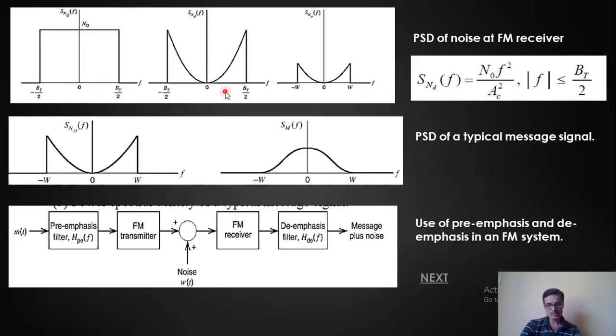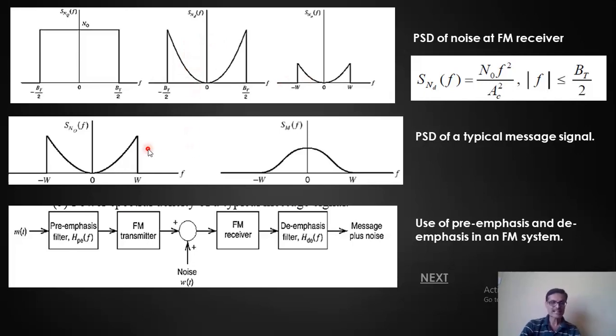Now, after passing through a discriminator, the next circuit we have is a low pass filter. The low pass filter is designed only for the frequency range minus W to plus W, that is the message bandwidth. So we get the same noise passed through with the same PSD through the low pass filter, but it is down here. That means it is decreased. So we know the noise PSD at the output of the discriminator, right?